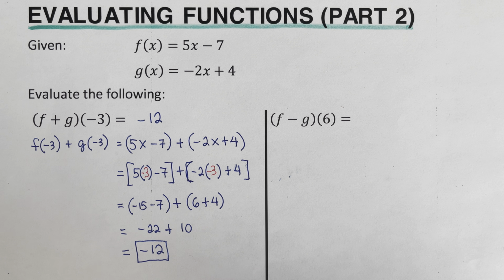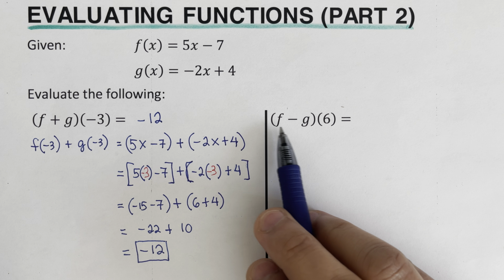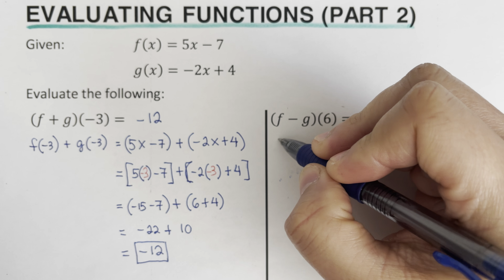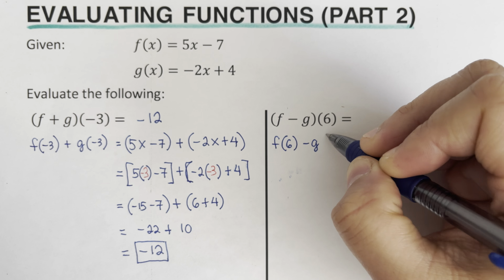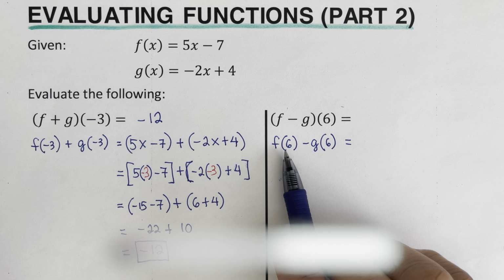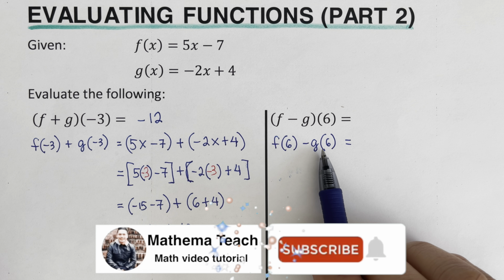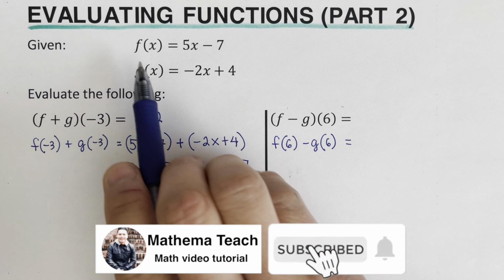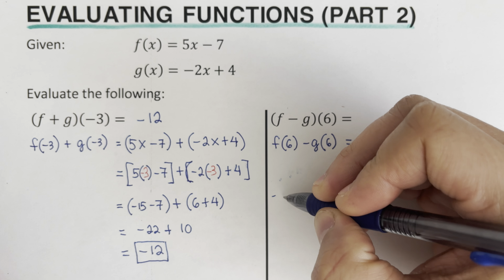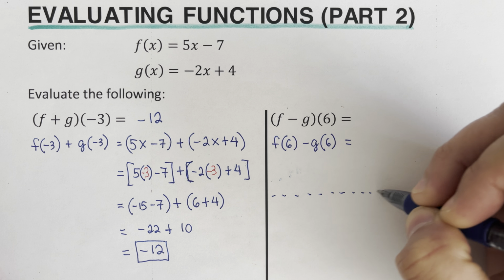Okay, so we go over the problem here. So this f minus g of 6 can also be rewritten as f of 6 minus g of 6. The other option of solving this is to determine what the f of 6 and then the g of 6 are. So then we are given the f of x there and then the g of x so that we can go ahead and show the work on the bottom right here.